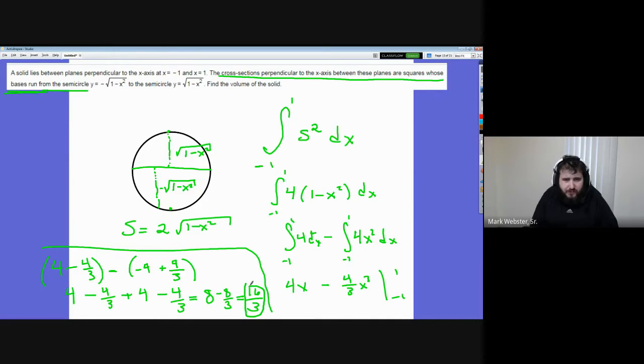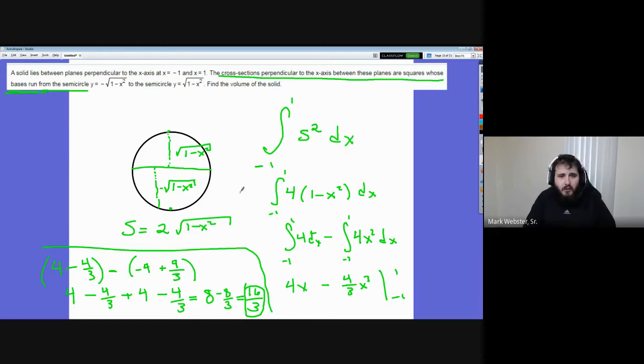So what is my final answer? My final answer for this volume is 16/3 units cubed. They're not telling me inches or anything like that. So the units are just units, just blank units, because we don't have any actual physical measurement. But so that's the basic idea.